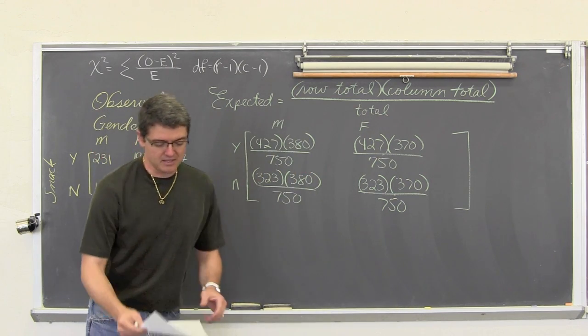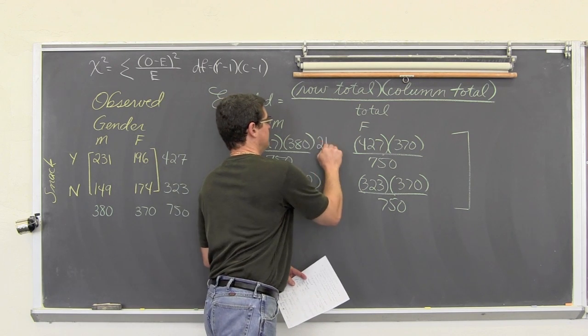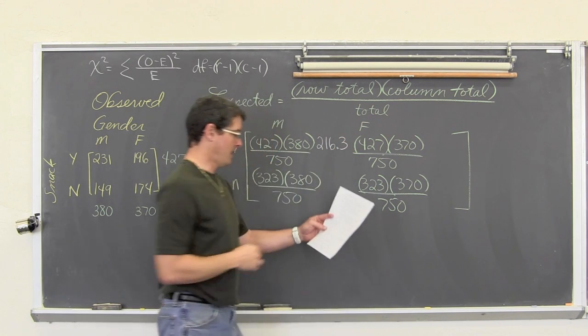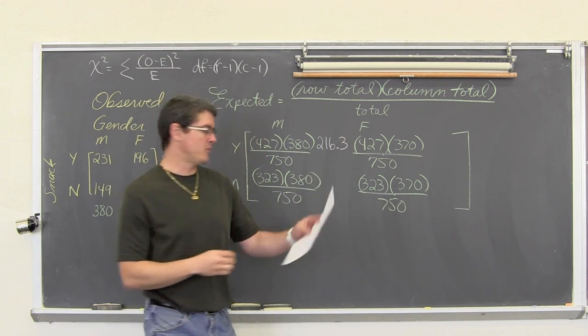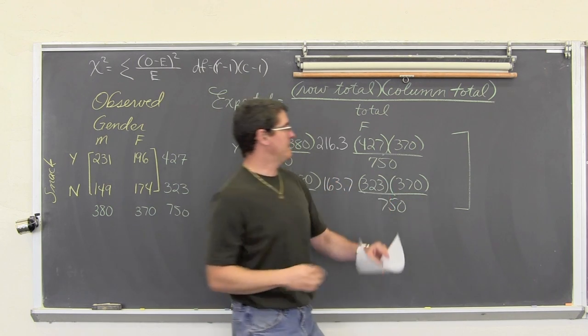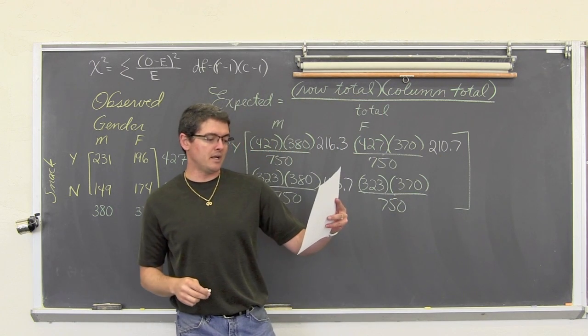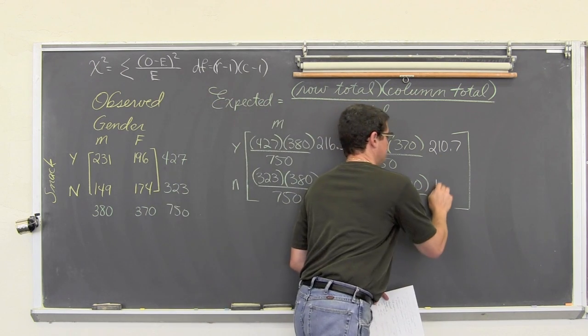And we get some expected cell counts of 216.3 and 163.7, 210.7, and 159.3.